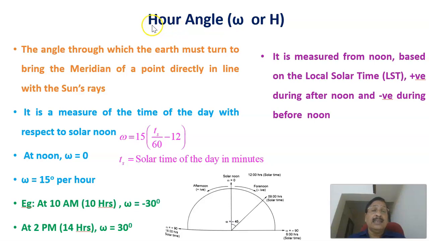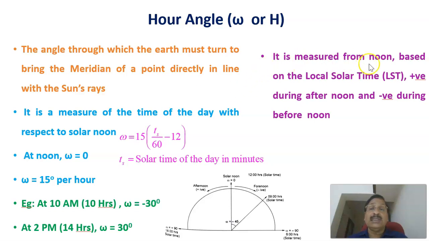The next angle is the hour angle, which is normally represented by omega. In some books it is written as capital H also. It's called the hour angle: the angle through which the earth must turn to bring the meridian of the point directly in line with the sun's rays.